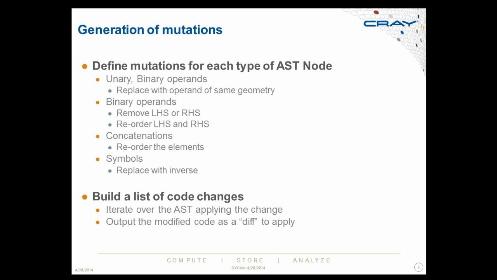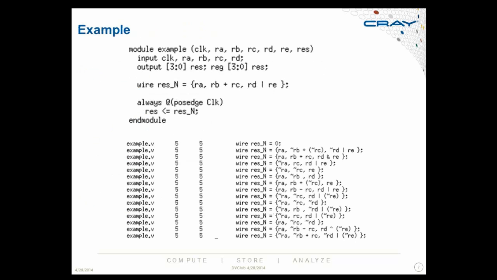From this, we would then build a list of code changes that we could apply to our source code. Here's an example. We've got one expression in the code, and what the tool would do was generate this list of possible mutations on it. The interesting thing is that the two middle columns are essentially saying which line of code to replace out of the source code, and the right-hand side is saying what to replace it with. As you can see, we've replaced various operands with their inversion, replaced pluses and minuses, that kind of thing.